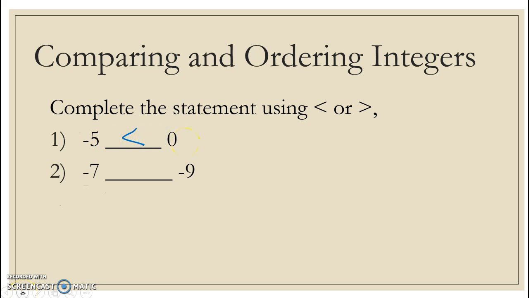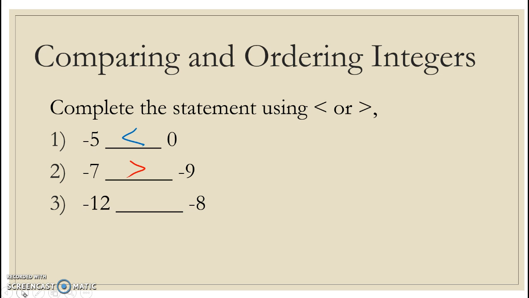Our second one is comparing two negatives. So we have to remember that with negative numbers, the number that is closer to 0 is going to be the larger one. So negative 7 is actually larger than negative 9, which seems kind of opposite of what we would think with positive numbers. So negative 7 is closer to 0 on the number line, so it's larger.